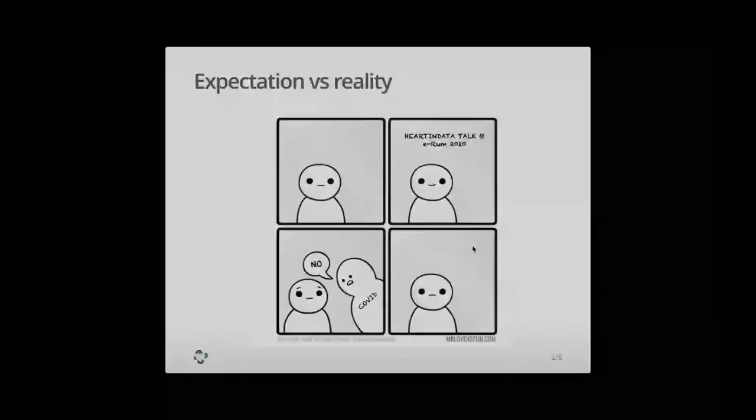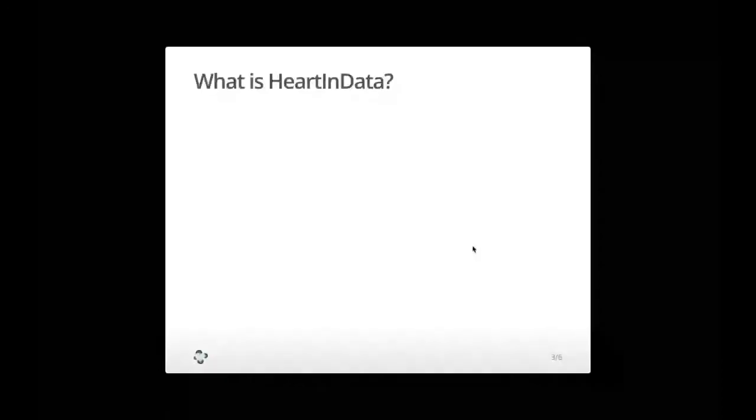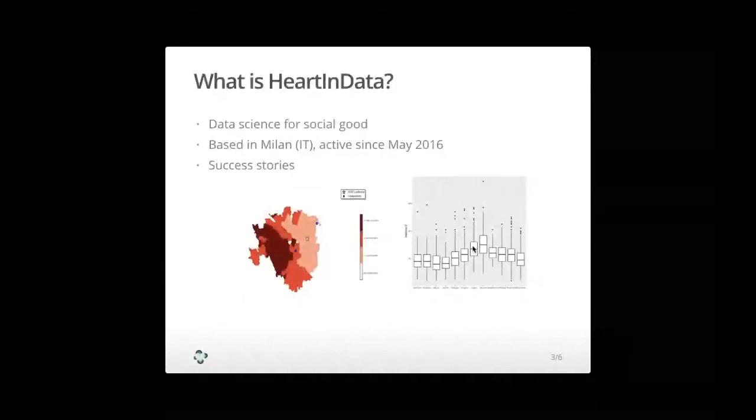Heart in Data is a group of data professional volunteers coming both from industry and academia, offering our passion and talents for social good. We help people and nonprofit organizations to improve their service through data science and data analysis. We are based in Milan, and we have been active since May 2016. Our gold and historical partner is Avis, the Italian Blood Donor Association, with whom we have collaborated extensively in the past years. You see here on my slide two different projects that we have undertaken with Avis.